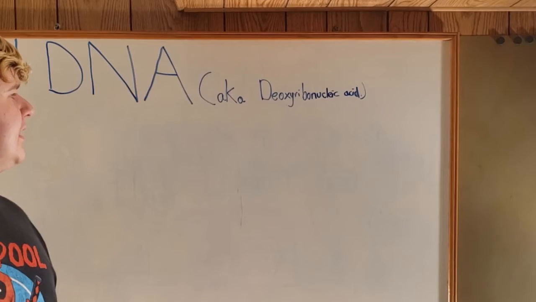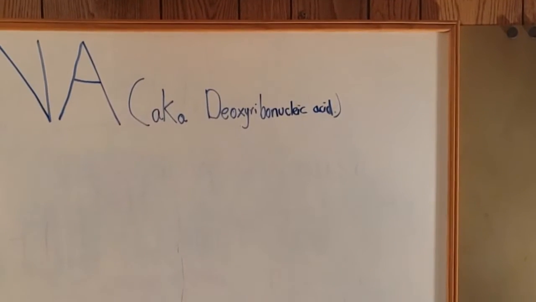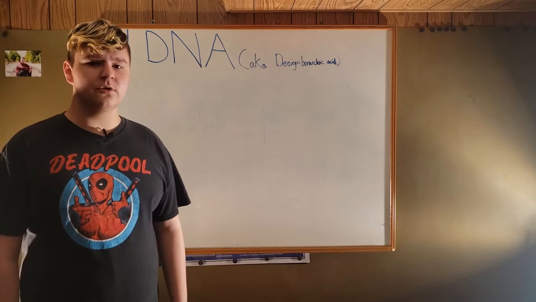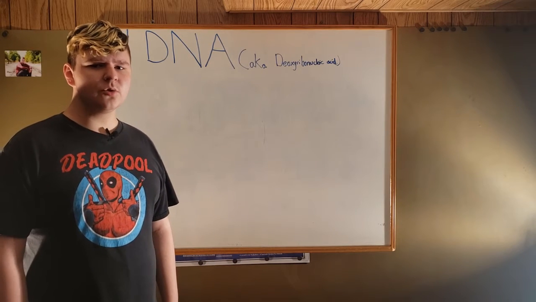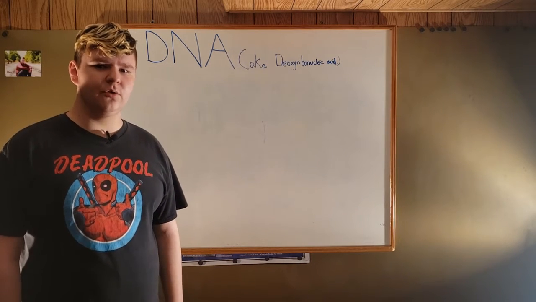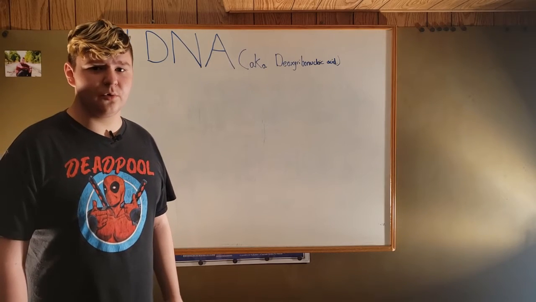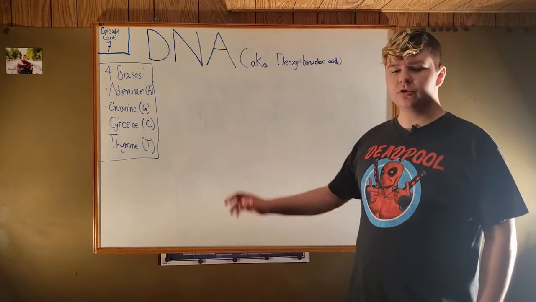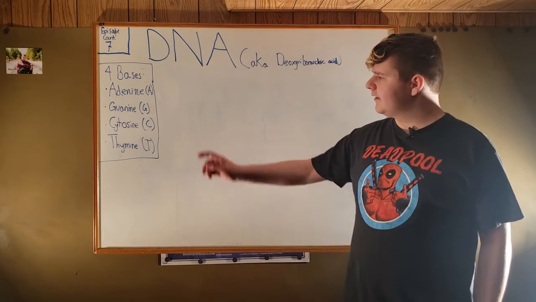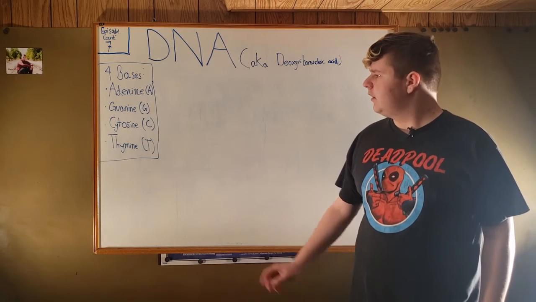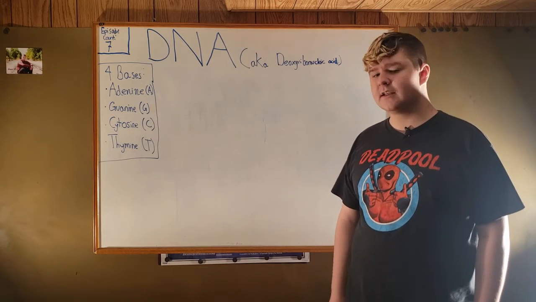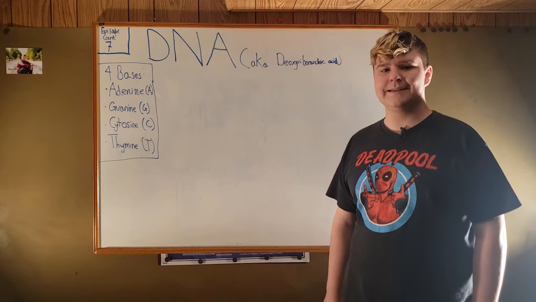DNA, also called deoxyribonucleic acid, is a piece of genetic hereditary material that most organisms, including humans, contain. It's sort of like the Lego instruction manual, only instead of Legos, it's whatever organism it belongs to. DNA is comprised of four nitrogenous bases: adenine, represented by an A, guanine, represented by a G, cytosine, represented by a C, and thymine, represented by a T.